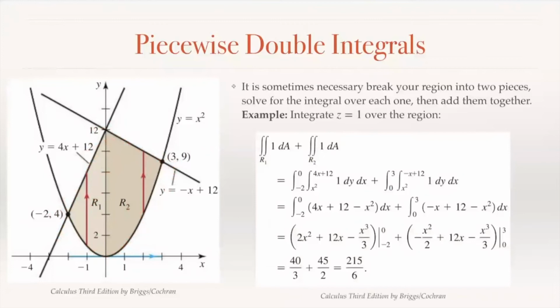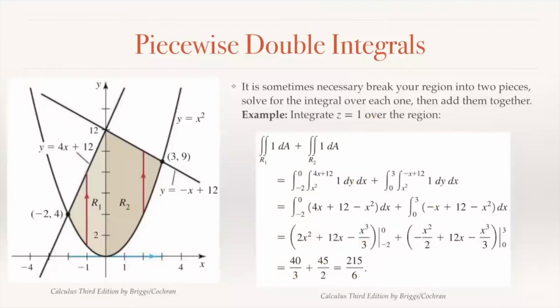So in R1, we're going from x squared up to 4x plus 12. That's illustrated here. And then that's moving between -2 and 0. And in this case, it's z equals 1, just to keep it simple. And then in R2, we're moving from x squared up to -x plus 12, illustrated here, dy. And then our x there is moving from 0 up to x equals 3. And then we can integrate both of those individually and add together, and we would find our total volume underneath the curve.